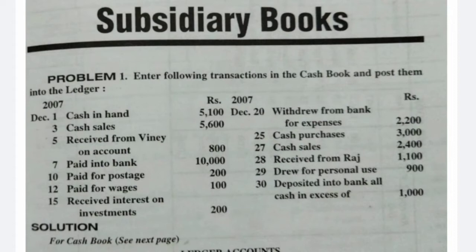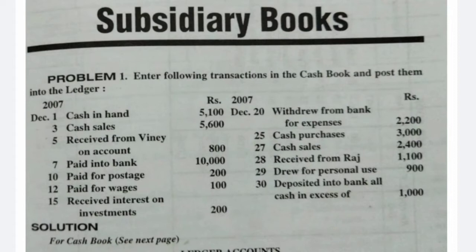Cash sales, received from Vinay on account, paid into bank, paid for postage, wages, interest on investments received, withdrew from bank for expenses, cash purchases, cash sales, received from Raj, drew for personal use, deposited into bank all cash in excess of rupees 1000. Okay, whatever we have received in excess of rupees 1000, we have made a deposit into the bank. Okay, so here we need to prepare the cash book and the ledger accounts for each and every account. So let us start with the first transaction, that is cash in hand.